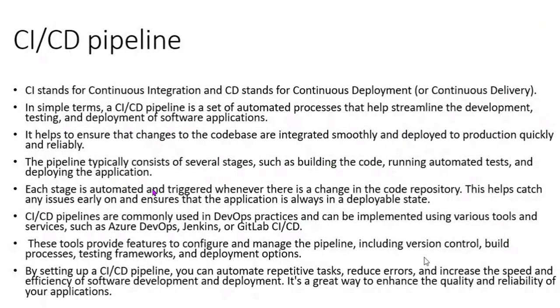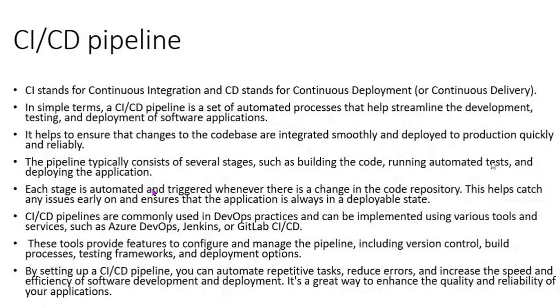CI/CD pipelines are commonly used in DevOps practices and can be implemented using various tools and services, such as Azure DevOps, Jenkins, GitLab CI/CD. The tools provide features to configure and manage the pipeline, including version control, build processes, testing frameworks, and deployment options. By setting up a CI/CD pipeline, you can automate repetitive tasks, reduce errors, and increase the speed and efficiency of software development and deployment.